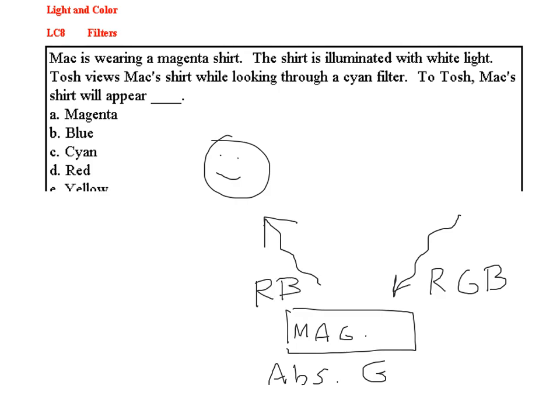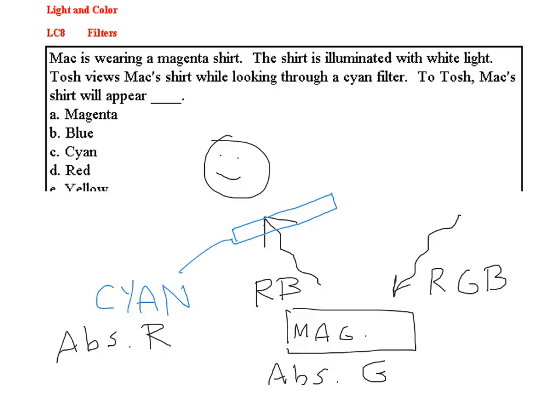Now what's a little different here is we've got this filter. So I'll draw the filter in a different color. Imagine we place a filter in front of this. Again, you can draw it like this. So a cyan filter, the reason we call it a cyan filter is because it only allows the two colors that make cyan to pass through it. So that would be the green and the blue. So these filters absorb red.